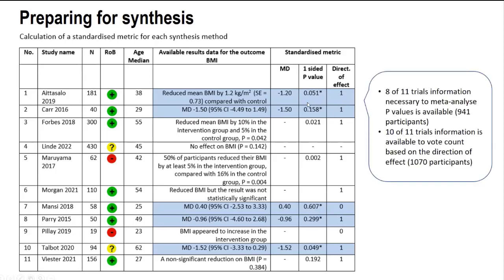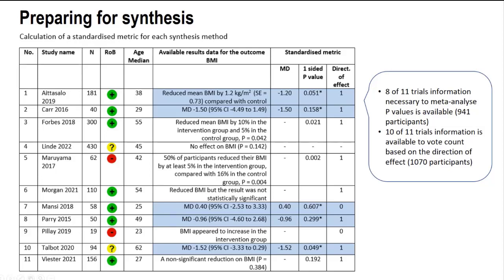So looking across here, I'm not going to show you the details of how to get to these p-values. They're often reported in the publications. You can just extract them out. Sometimes you might have to calculate them. But what we can see is that if we look at the p-values, we're actually able to get 8 of the 11 trials. We're able to either directly extract or calculate a p-value.